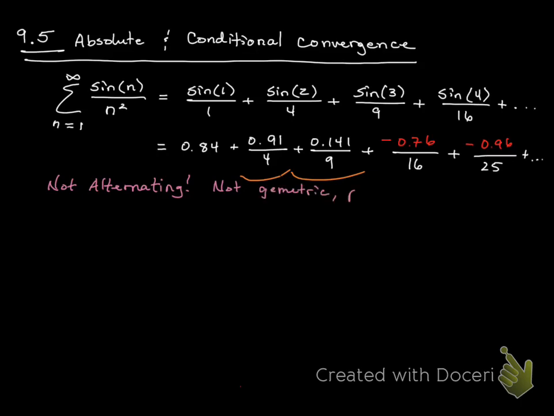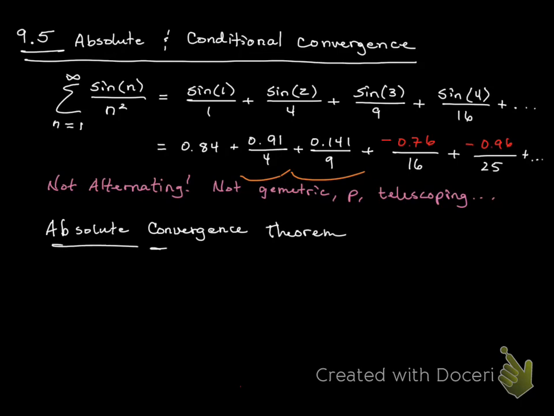It's not geometric, it's not a p-series, it's not telescoping. But there's something else we might try to do here. There's another theorem that might work for us. You can think about it as another test, though I don't typically. It will show up in our definition for absolute and conditional convergence. But what we have here is what's called the absolute convergence theorem. And what this theorem does is it says the following.